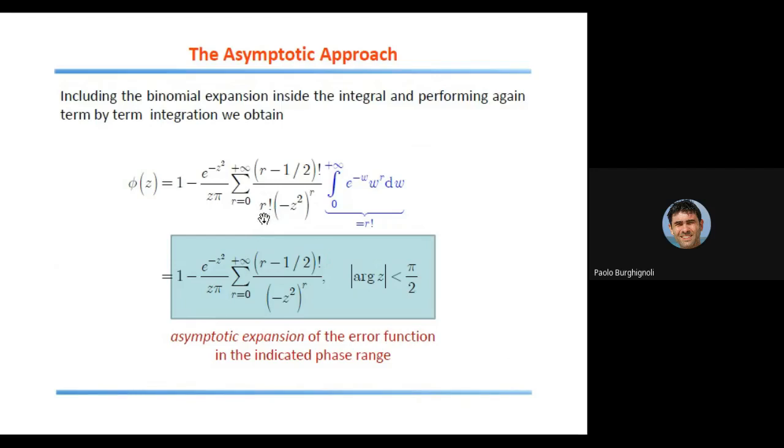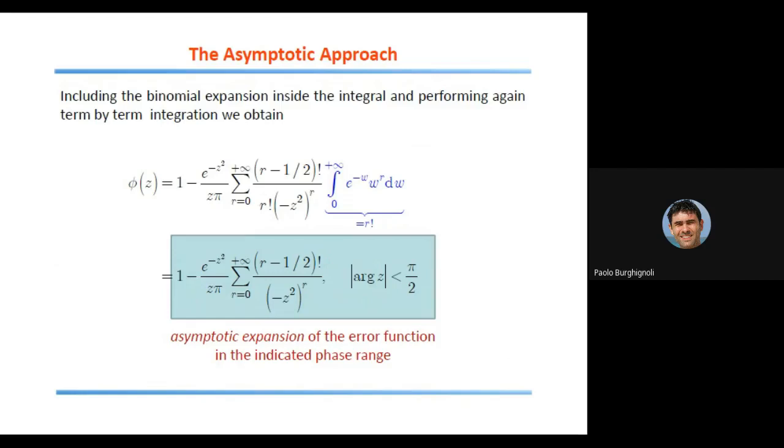Okay, so in the end you get this asymptotic expansion of the error function, 1 minus e to minus z squared over z pi, and then there is an infinite summation in inverse powers of the variable z. This asymptotic expansion has been derived under the assumption that the argument of the variable z is less than pi over 2. What's the use of this alternative representation of our error function?